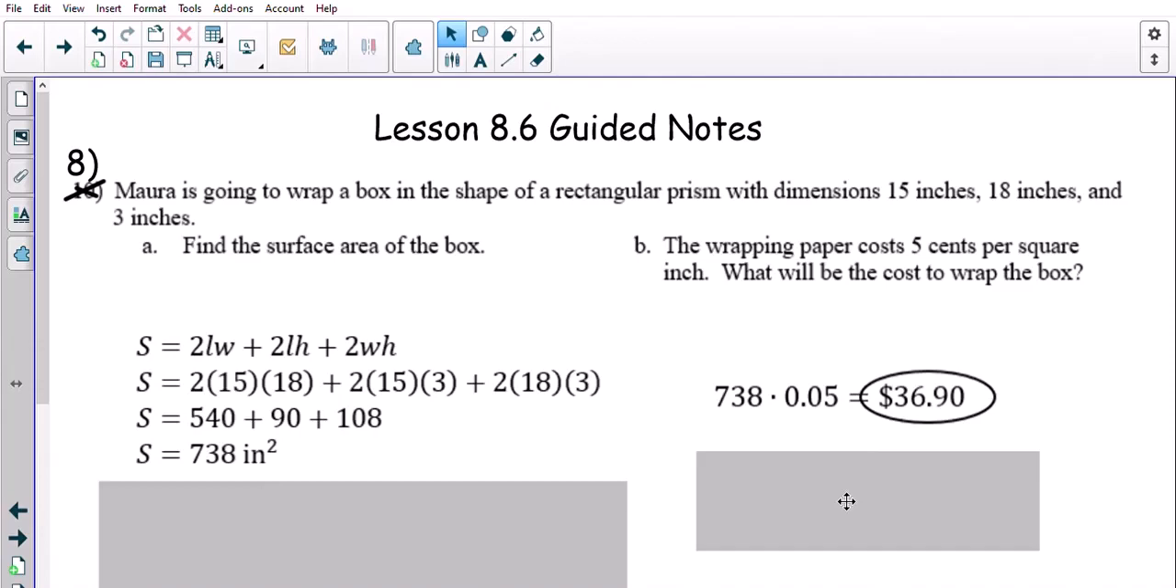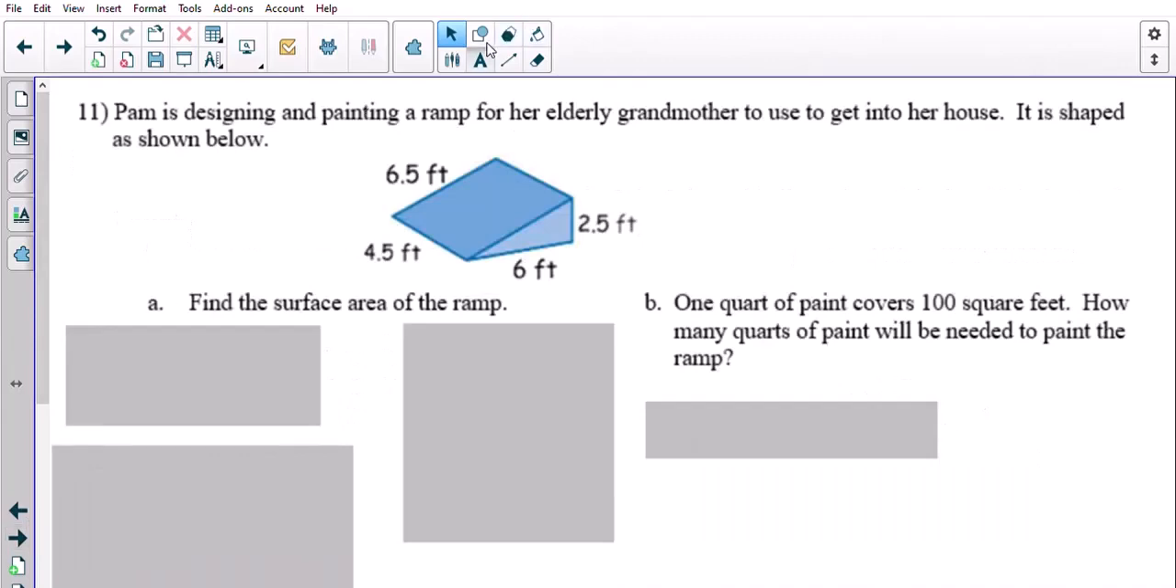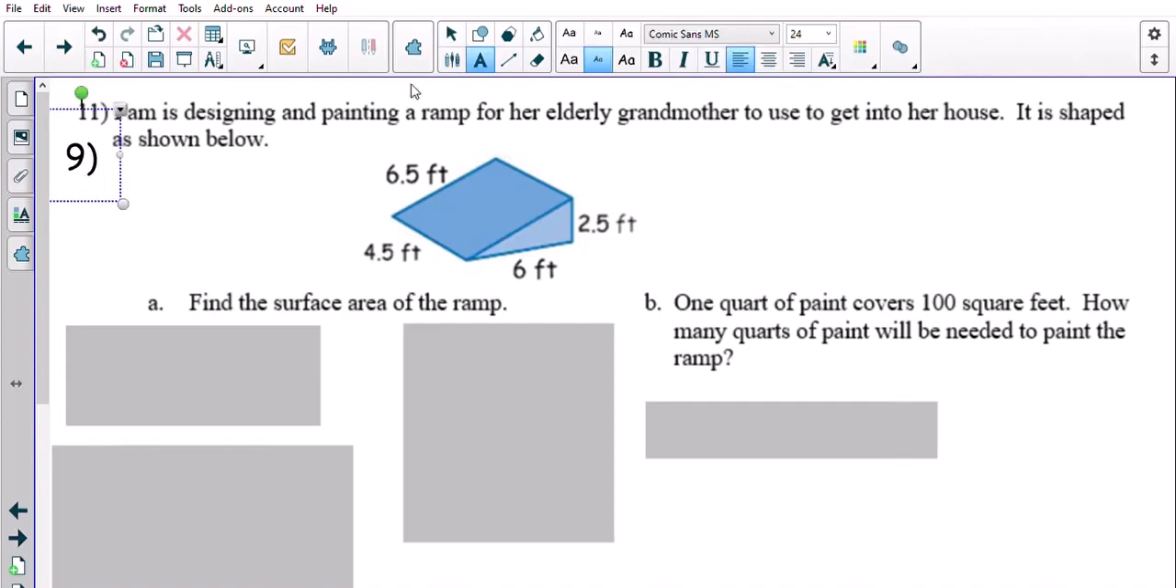$36.90. I think I used to have like 25 cents per square inch, and I was like, whoa, that definitely doesn't make sense. So I made it a little bit smaller, so it's closer to reasonable, but still probably a bit too high. All right, let's go ahead and take a look at our last question, number 9. It's going to be called number 11 again. It must be from an old version of the guided notes, so I'll cross that out here, no big deal.